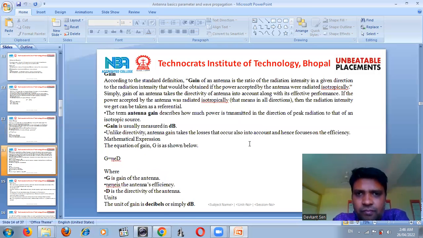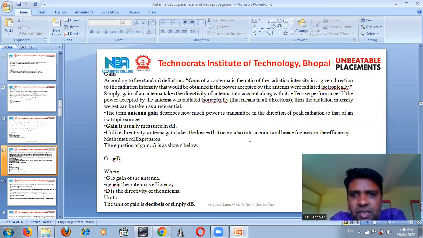Gain. According to the standard definition, gain of an antenna is the ratio of radiation intensity in the given direction to the radiation intensity that would be obtained if the power accepted by the antenna were radiated isotropically. Simply, gain of an antenna takes the directivity of an antenna into account along with its effective performance.